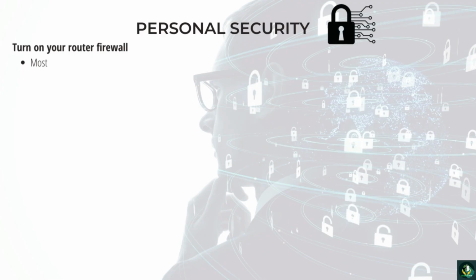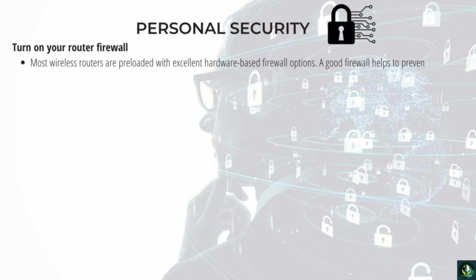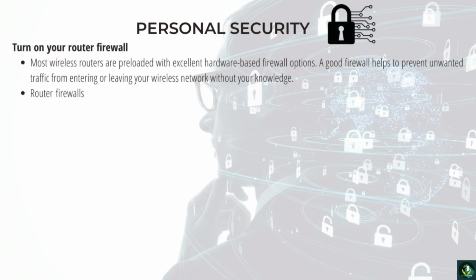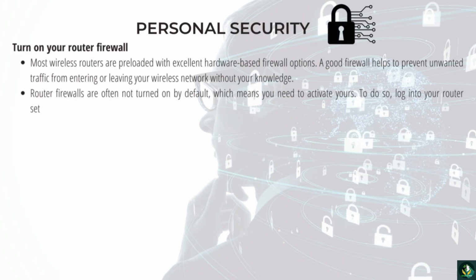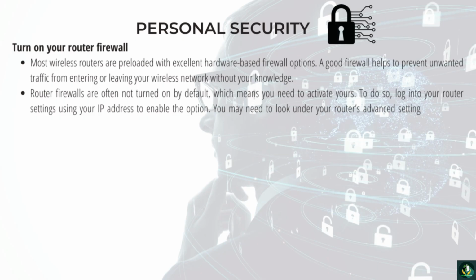5. Turn on your router firewall. Most wireless routers are preloaded with excellent hardware-based firewall options. A good firewall helps to prevent unwanted traffic from entering or leaving your wireless network without your knowledge. Router firewalls are often not turned on by default, which means you need to activate yours. To do so, log into your router's settings using your IP address to enable the option. You may need to look under your router's advanced settings to find the firewall toggle.